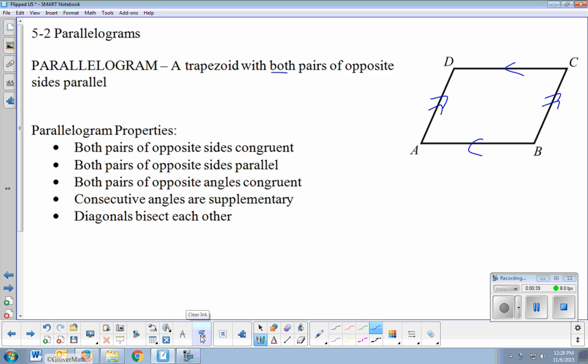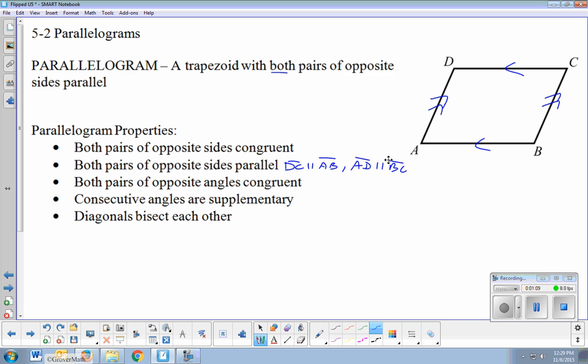So not just the arrows here, and I want to redraw this arrow because that's sloppy, that'll bother me. So not only do we have opposite sides parallel, both pairs of opposite sides parallel, that was the second one here. Let's write down what that means. Let's say DC is parallel to AB, and AD is parallel to BC. So two sets of parallel sides.